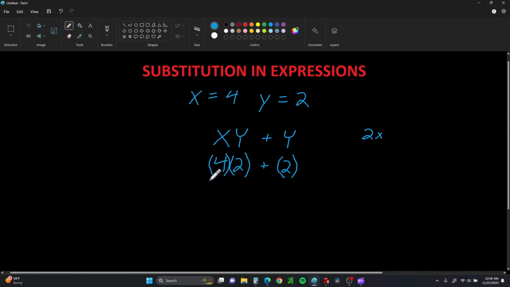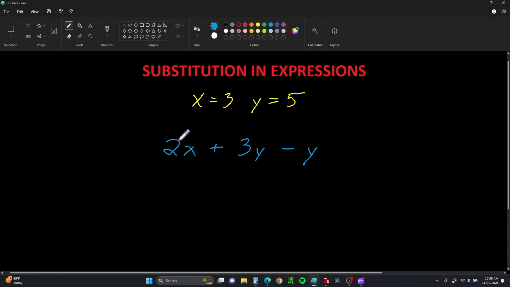So then for the next line, I'm going to do 4 times 2 is 8, and then I bring down what I didn't use. Over here, there's nothing around the 2, so I no longer need the parentheses. And then the next thing I'm going to do is 8 plus 2, and that's 10. And that's our final answer.